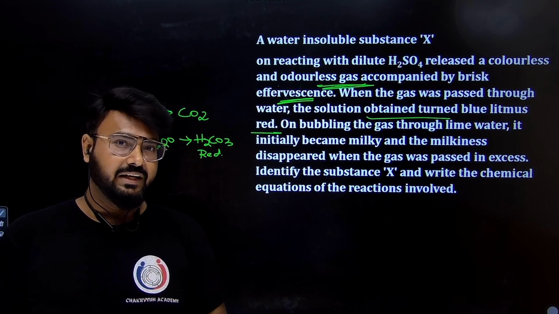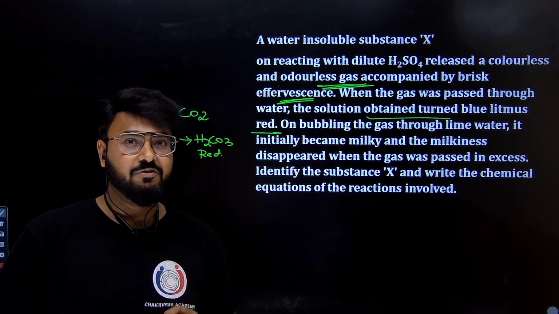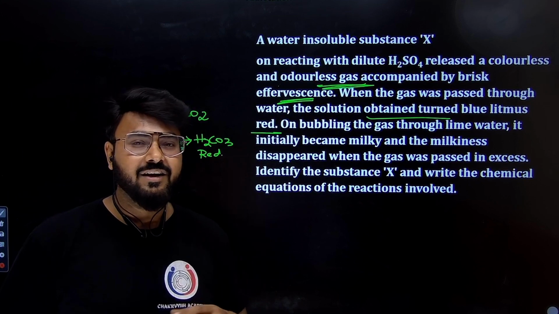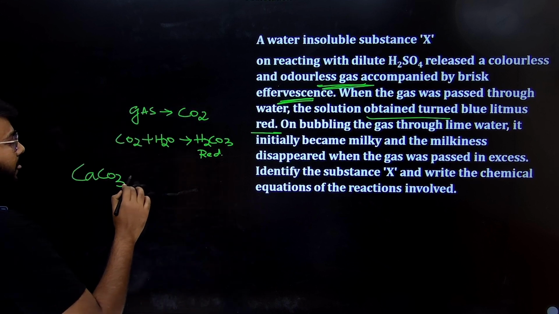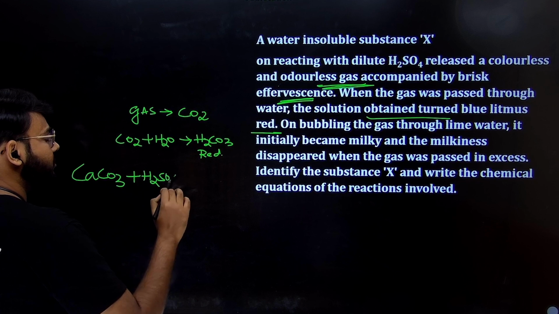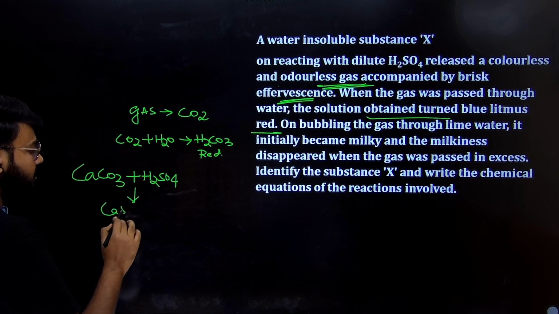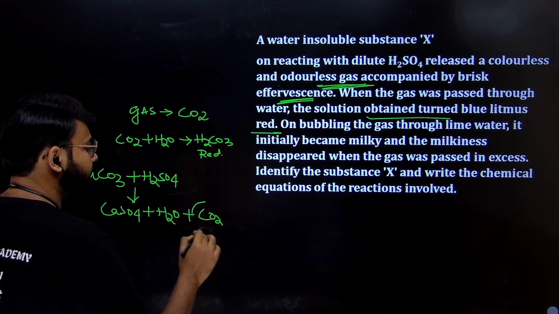So we know it has to be a carbonate, okay? Because carbonate on action with acid forms CO2 gas. And also it says it is water insoluble, so we know that it's calcium carbonate. So let's do the reaction, CaCO3 plus H2SO4. So what will it give us? The reaction will be CaSO4 plus H2O plus CO2. So this was our gas.